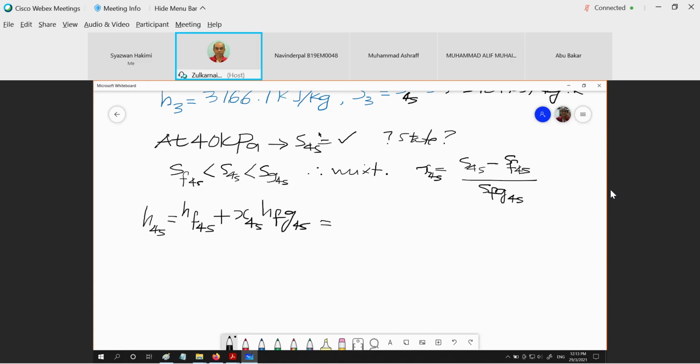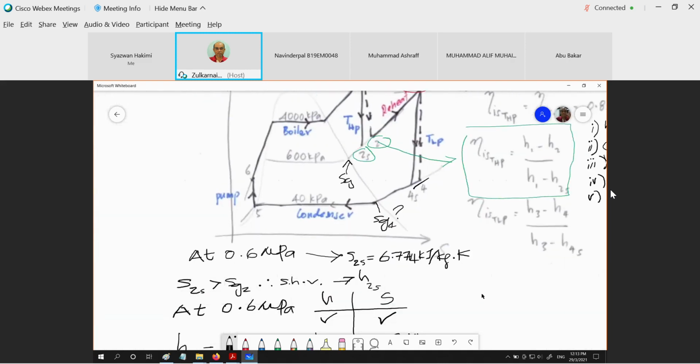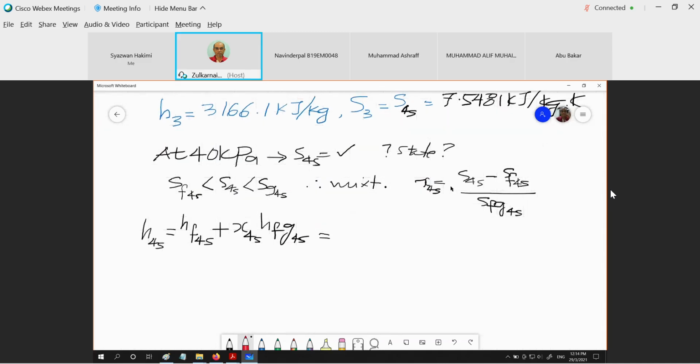But before that, we need to take note that our point 4S is wrongly sketched. Initially, we drew this T-s diagram, and during the calculation we find out that it is not superheated vapor. It is actually a mixture. So this is wrong, and we need to correct it later. Just use this T-s diagram for our guidance in order to solve all the enthalpies. Now give me your X value, and after that, get your H4S.